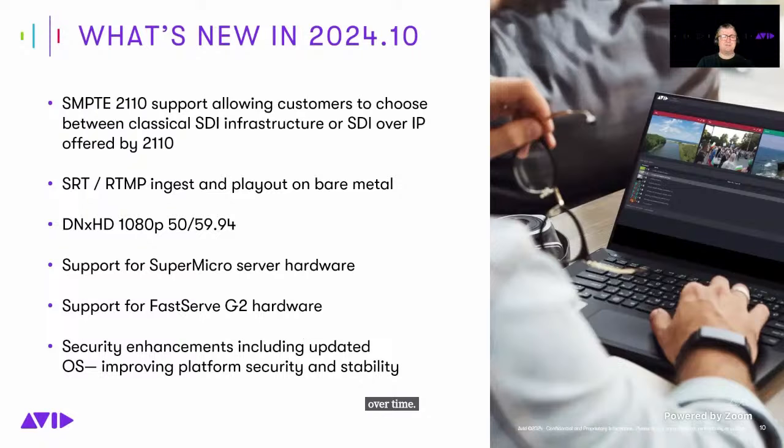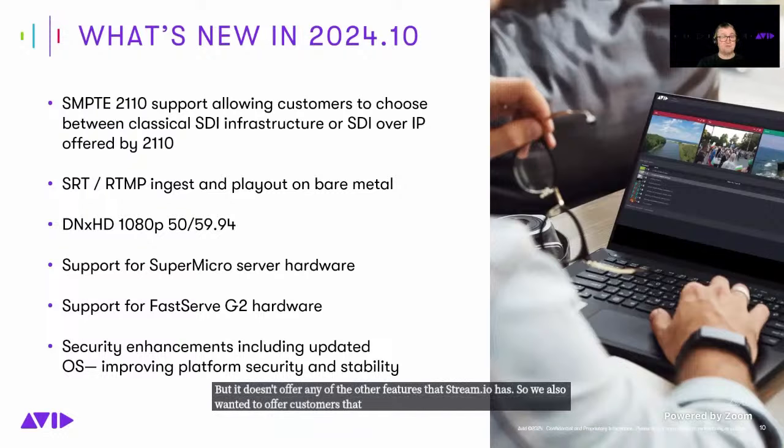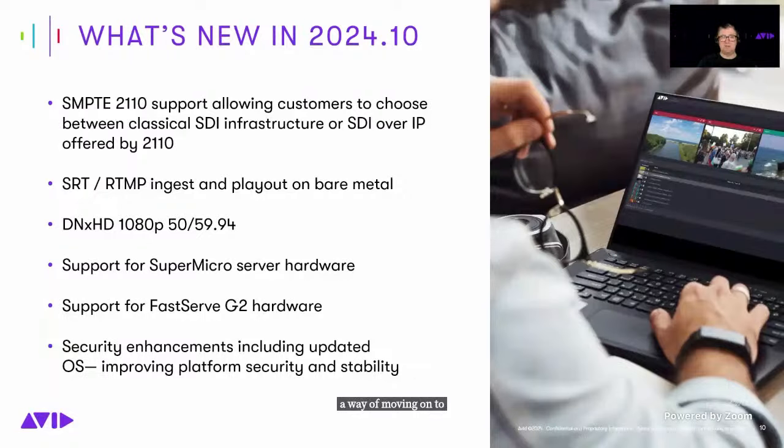We're enabling SRT and RTMP ingest and playout. We already have a product called MediaCentral Stream, which is offering SRT and RTMP, but it doesn't offer any of the other features that Stream.io has. So we also wanted to offer customers that are already using MediaCentral Stream a way of moving on to Stream.io, so they can always be using the latest and greatest features that we have.